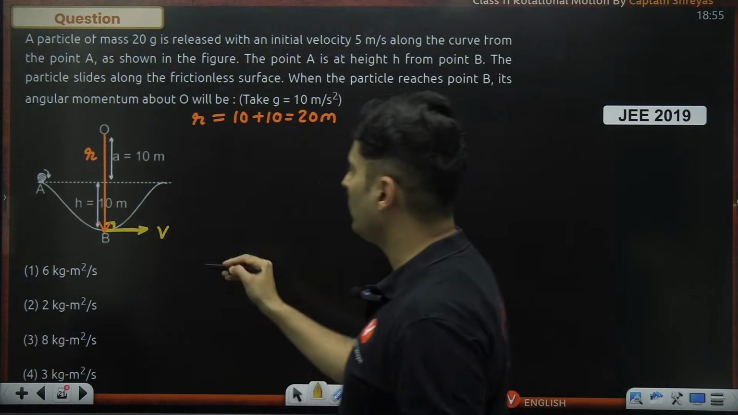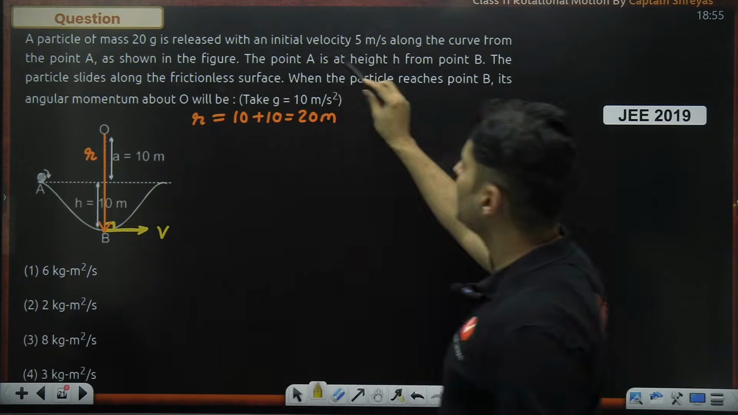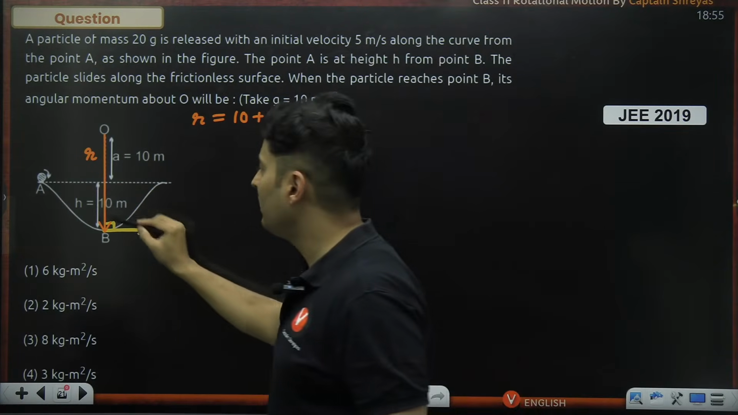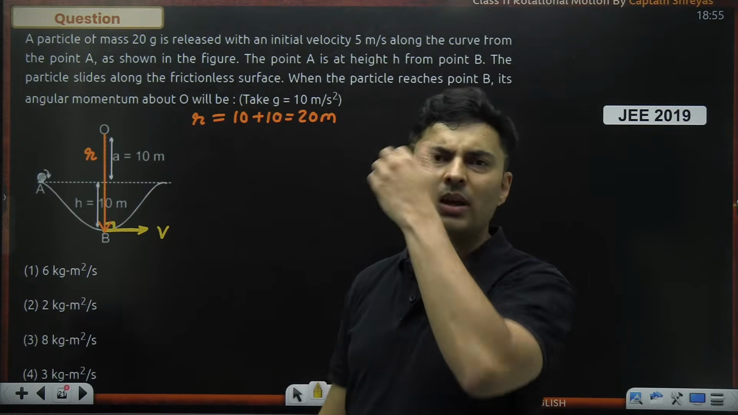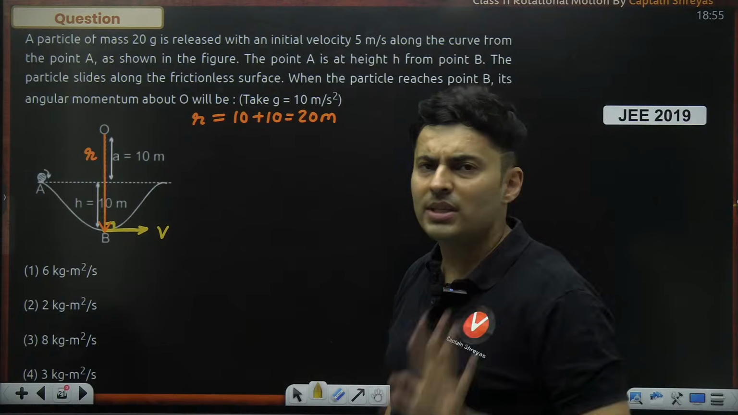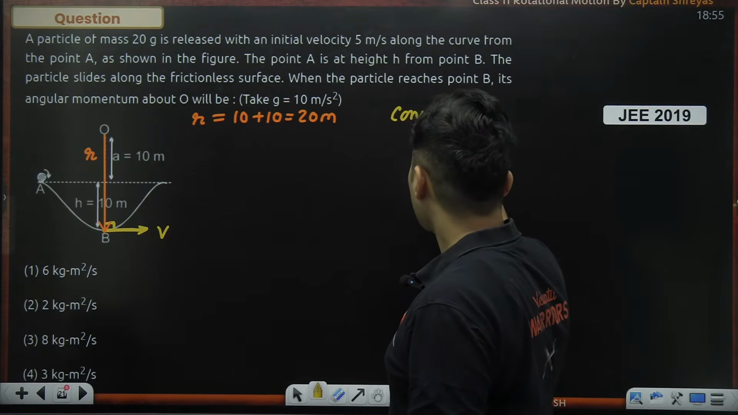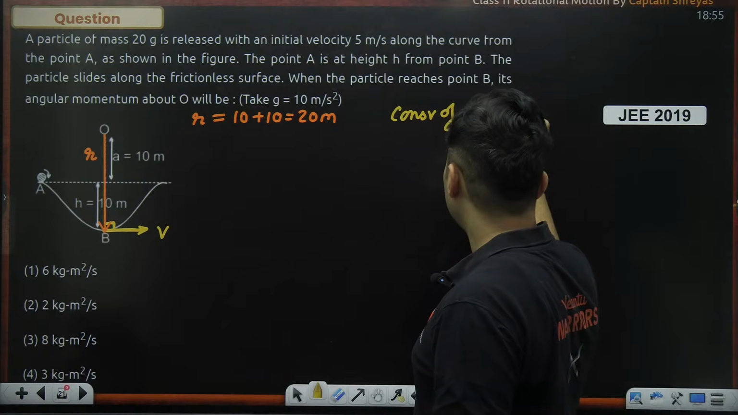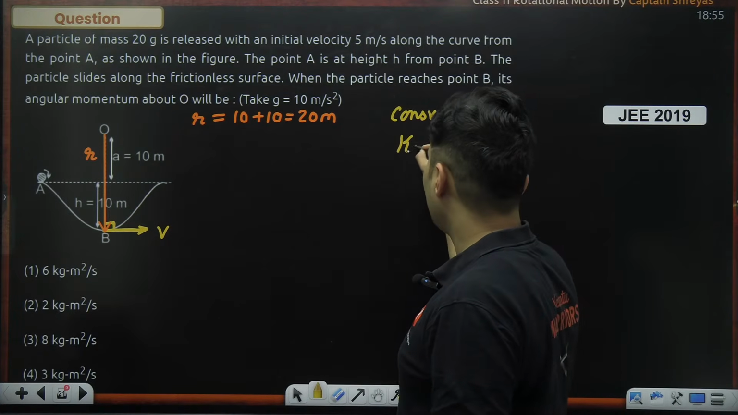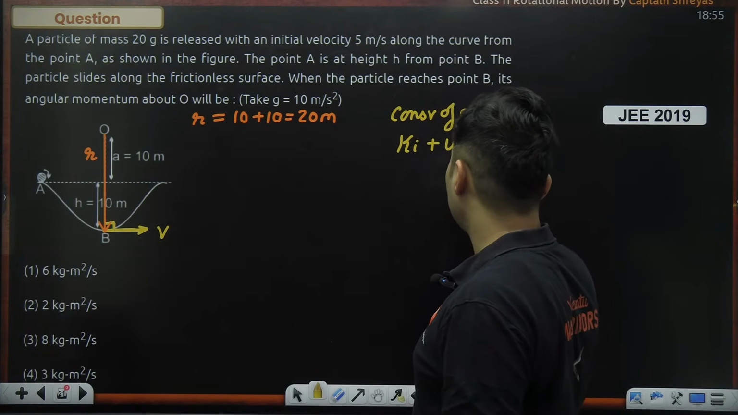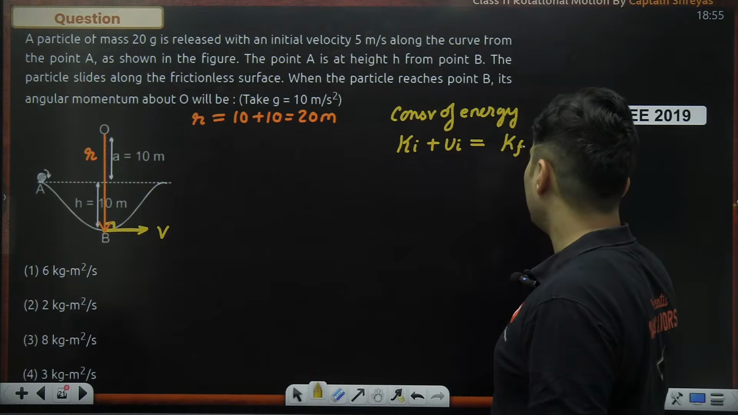Only problem is for velocity. It is clearly mentioned it is already released with some velocity. When it reaches here, it will have some new velocity which will be more. We can find it using conservation of energy. Using the conservation of energy principle, initial kinetic energy plus initial potential energy will be my final kinetic energy and final potential energy.